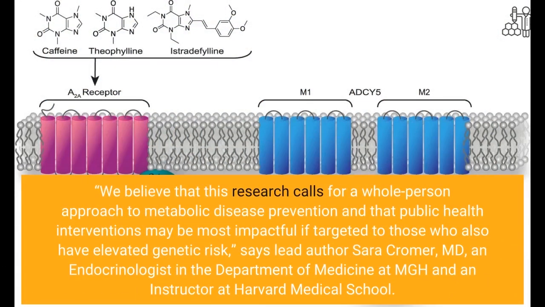We believe that this research calls for a whole-person approach to metabolic disease prevention and that public health interventions may be most impactful if targeted to those who also have elevated genetic risk, says lead author Sarah Cromer, MD, an endocrinologist in the Department of Medicine.